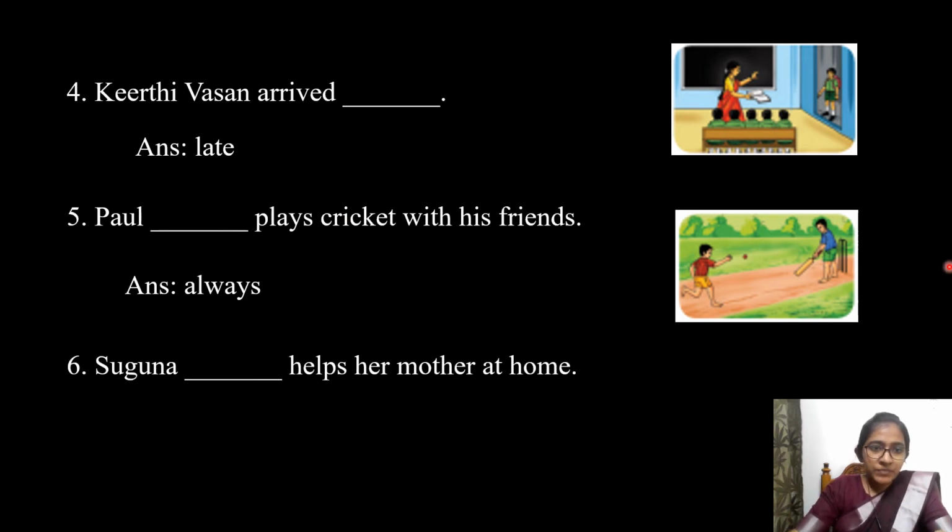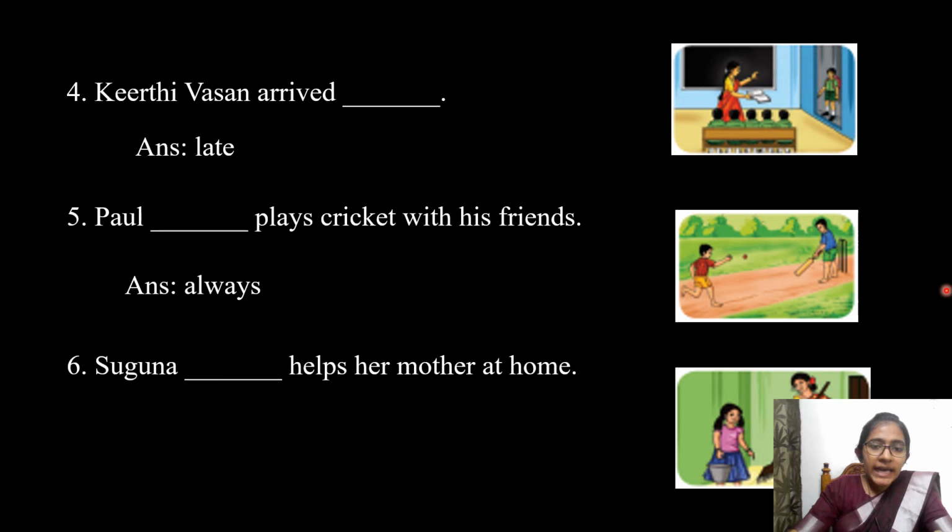The next question, Suguna helps her mother at home. How often does she help her mother? She often helps her mother. You can also use: she regularly helps her mother at home. She usually helps her mother at home. She always helps her mother at home. So you can use words which represent the frequency, how often it happens. We'll move on to the next.